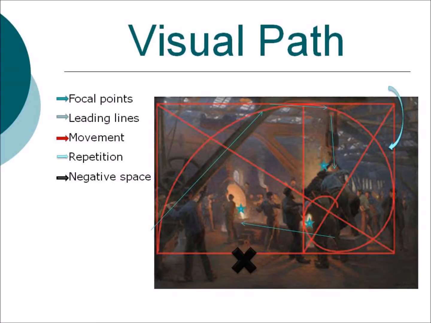You can see here how each of those things comes together. The red of the movement is, again, that rule of thirds and that golden ratio. You've got those focal points, those brighter areas that your eyes are naturally drawn to. The repetition there in the ceiling, and then the repetition of the shapes of the men there in the back of the image as well.